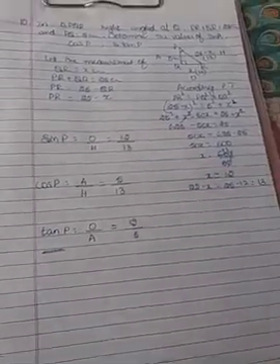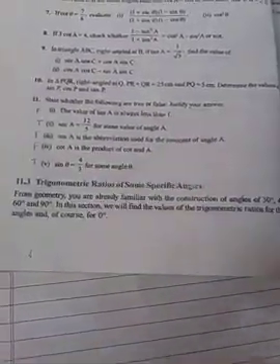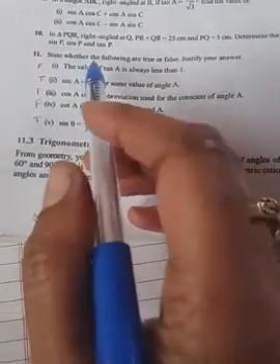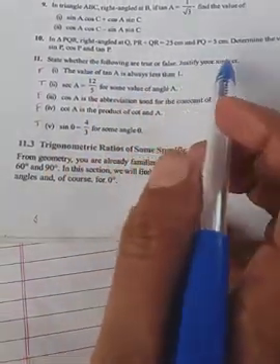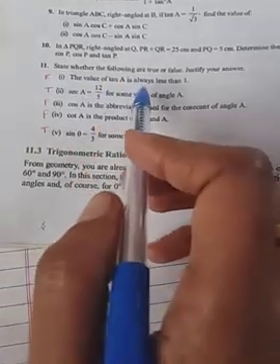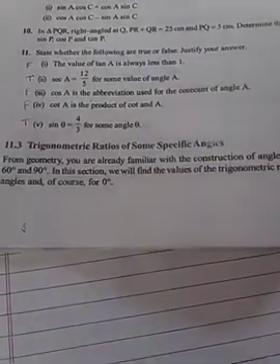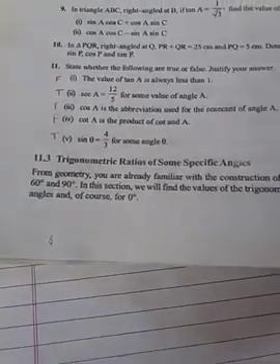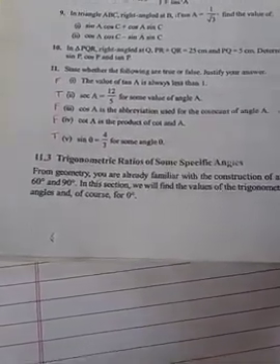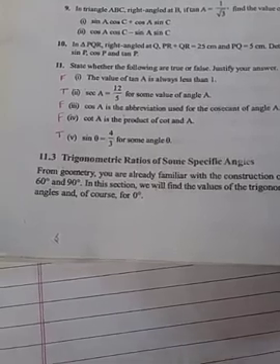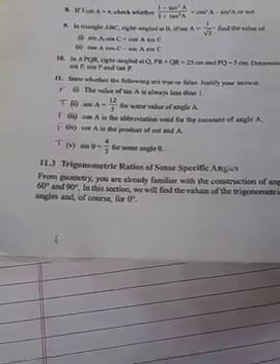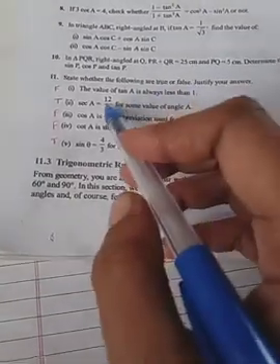Next is the 11th sum. In that 11th sum there are some true or false questions. You just have to mark in your textbook: state whether the following are true or false and justify. The value of tan A is always less than 1. The value of tan A is always less than 1.